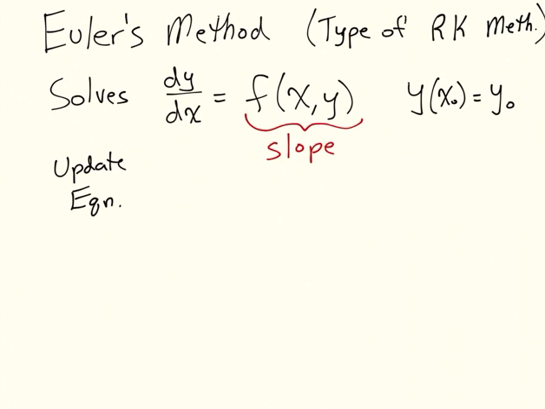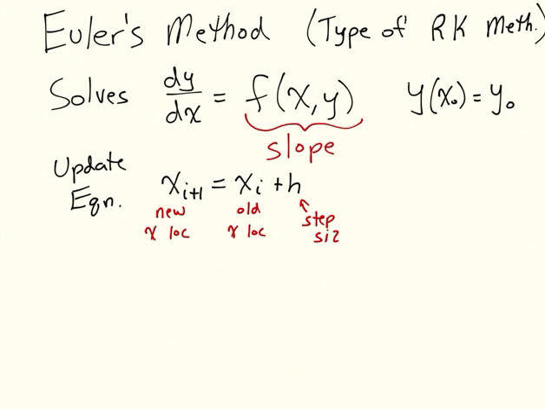We update both the x and the y components. So x goes to x_{i+1}, so some new x location is equal to the old x location plus h, where h is our step size. That is our new x location, based on the old x location, and this is our step size, which is the distance between different points on our solution, and that's something that we have to choose.